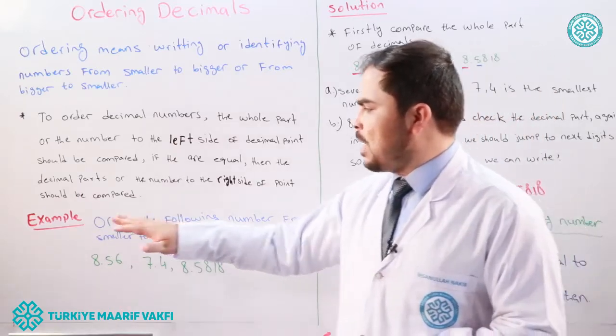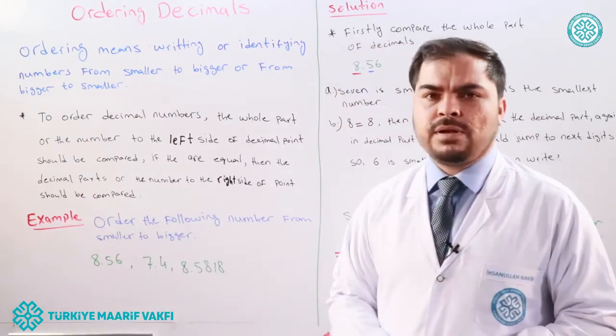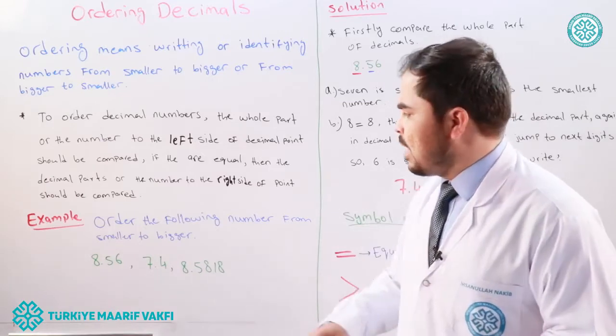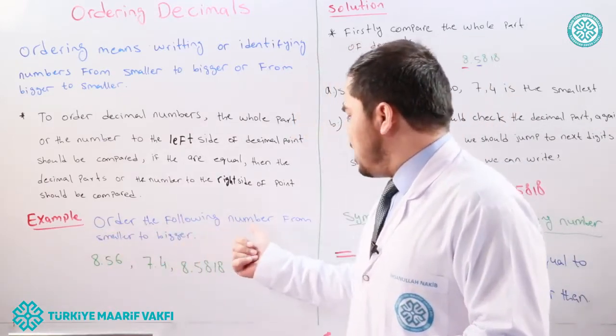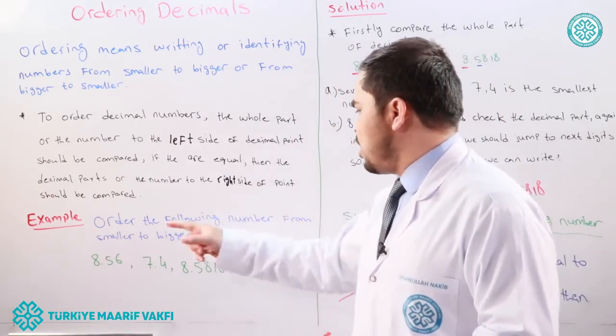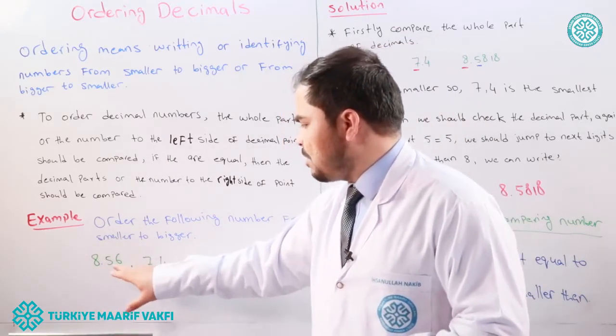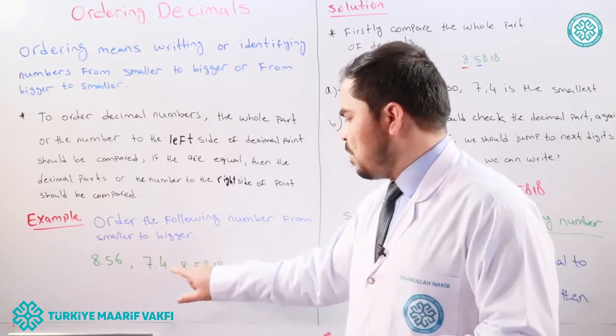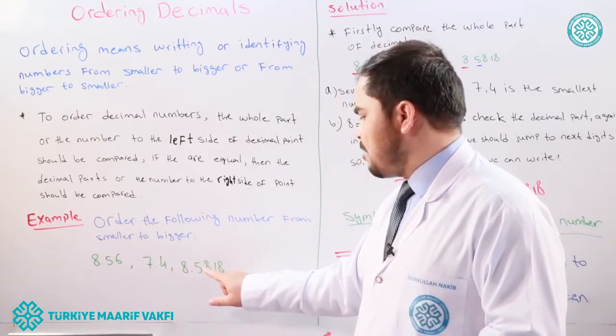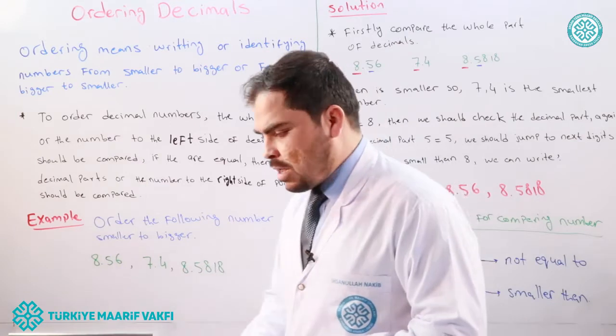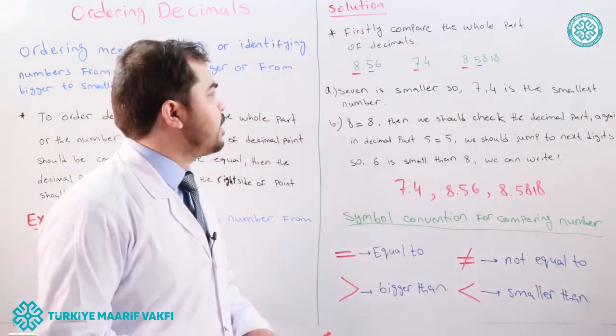So here we have an example, and when we solve it you will understand it very clearly. Example: order the following numbers from smaller to bigger. Here we have 3 decimal numbers: 8.56, 7.4, and 8.5818. So here is the solution.